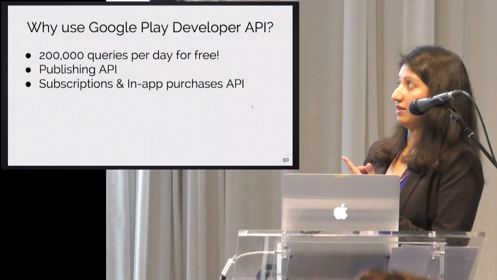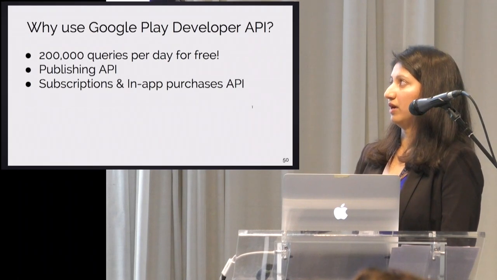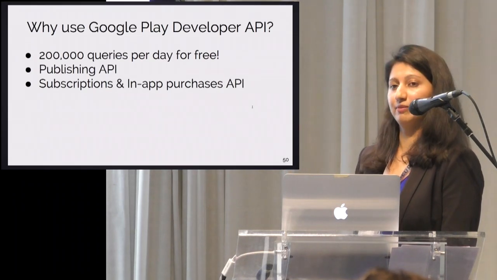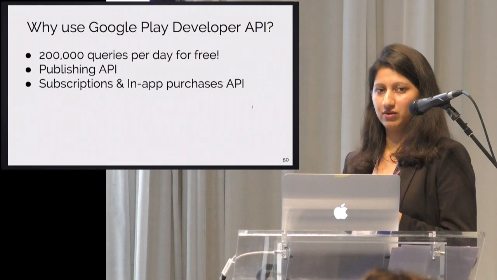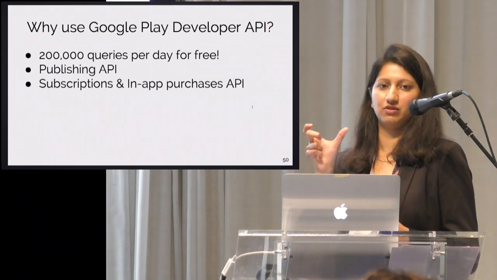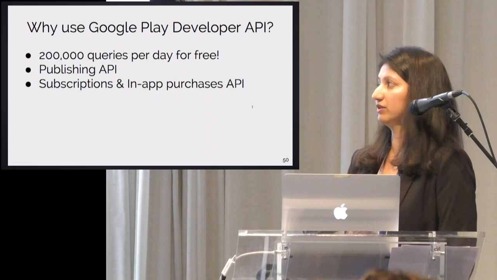Then you have subscriptions and in-app purchases API, which is relevant to our interests. So using this API, we can get more information about our users' purchases. Remember that when a user buys a product, all the information that you have is the user's order ID. So you need to make sure that the purchase response reaches your server.